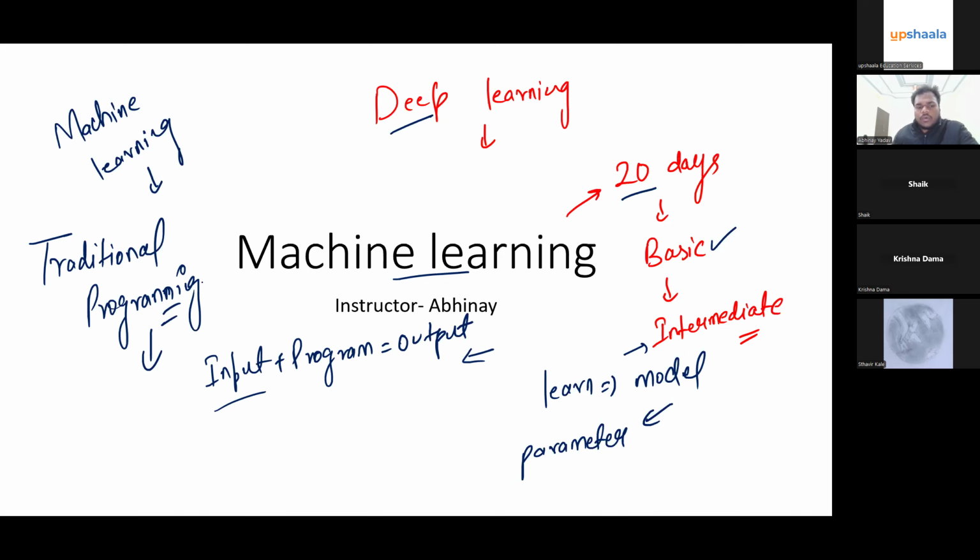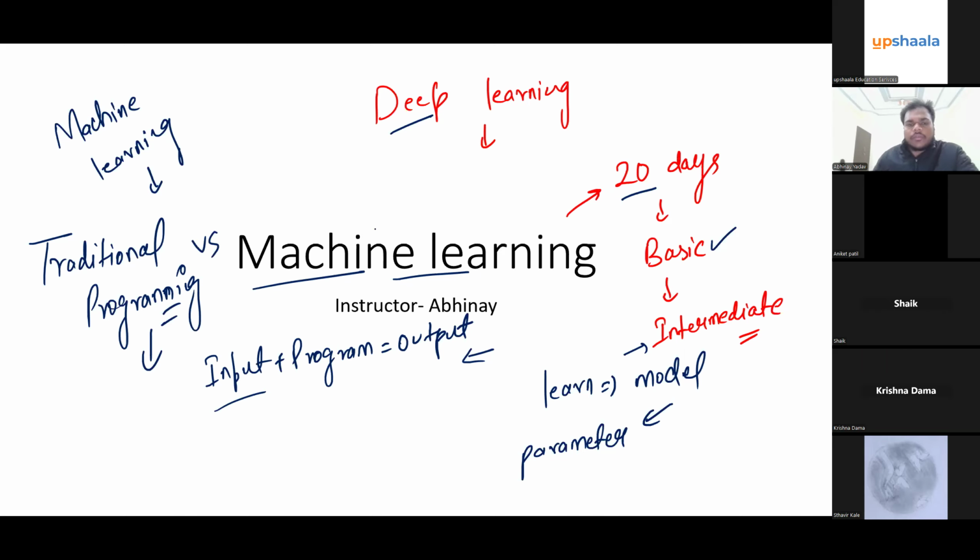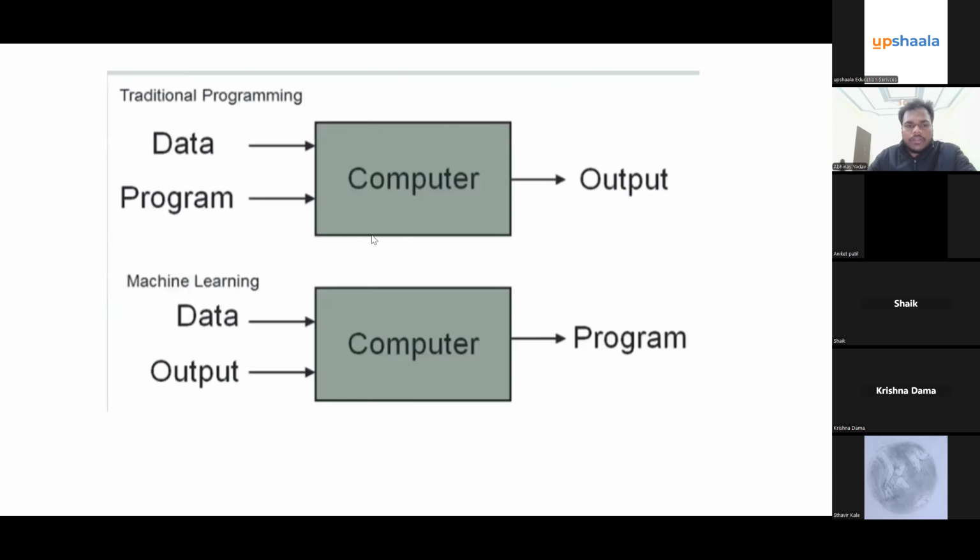We will see how this traditional programming is different from machine learning, why machine learning came into existence. What was the drawback in traditional programming? That basically gave birth to the machine learning topic, and after that we will see deep learning also. So moving to this, you can see this diagram.